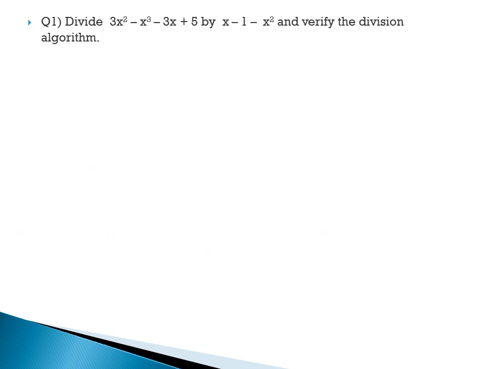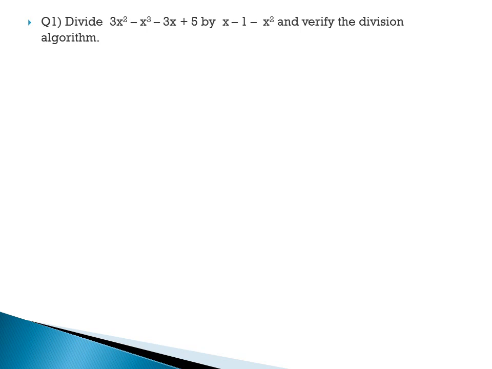The question is: divide 3x square minus x cube minus 3x plus 5 by x minus 1 minus x square and verify the division algorithm. As you can see, the degree of the first polynomial is 3, the highest power is 3, and the degree of the second polynomial is 2, the highest power is 2. Both the polynomials are not arranged in descending order of power of the variable.